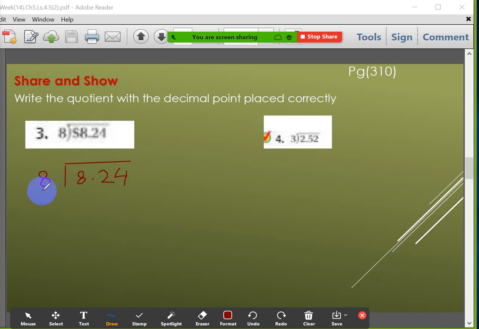8 divided 8 equals what? What is the number that I will multiply it by 8? It will give me 8. Of course, it's 1. So I will put 1 in the ones digit.